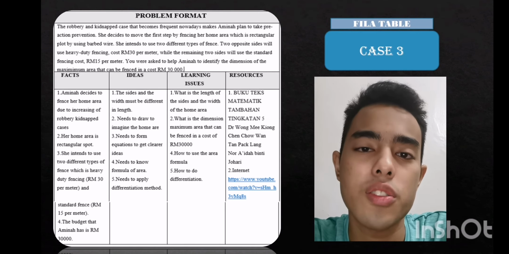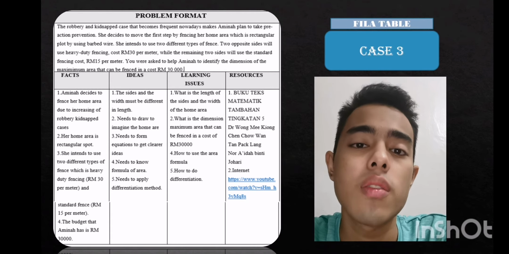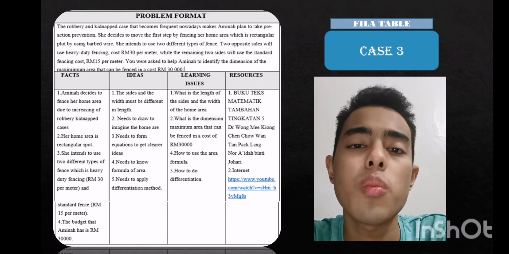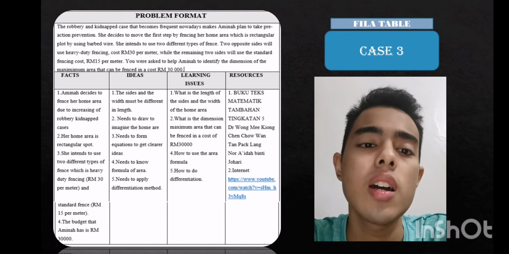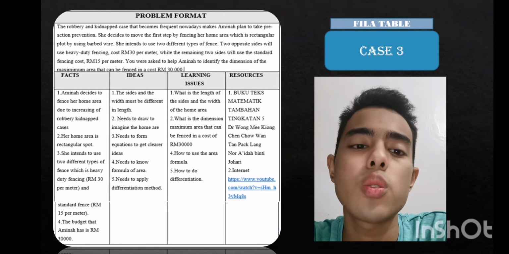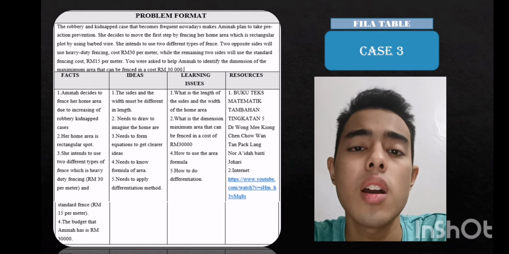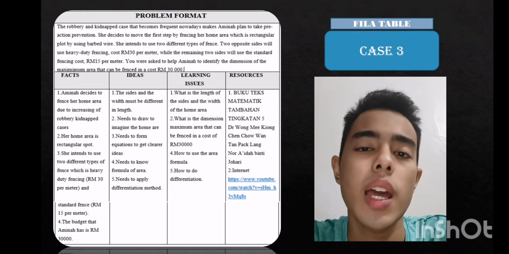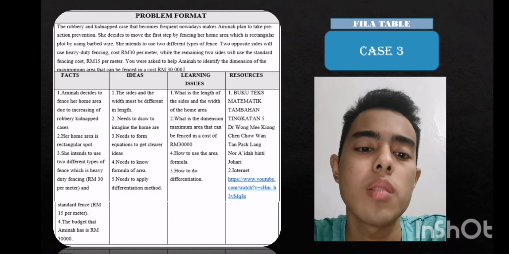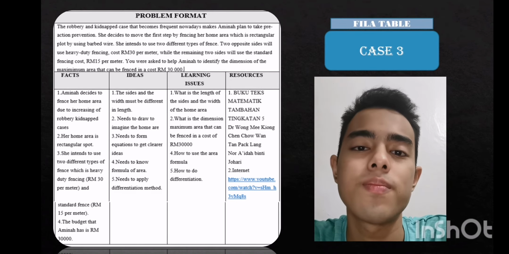Hey, it's me again. Let's talk about the facts from the questions. First, Aminah decides to fence her home area due to increasing robbery and kidnap cases. Second, her home area is rectangular in shape. Third, she intends to use two different types of fence: heavy duty fencing, which costs RM30 per meter, and standard fence, which costs RM15 per meter. And the fourth one is the budget that Aminah has, which is RM30,000.